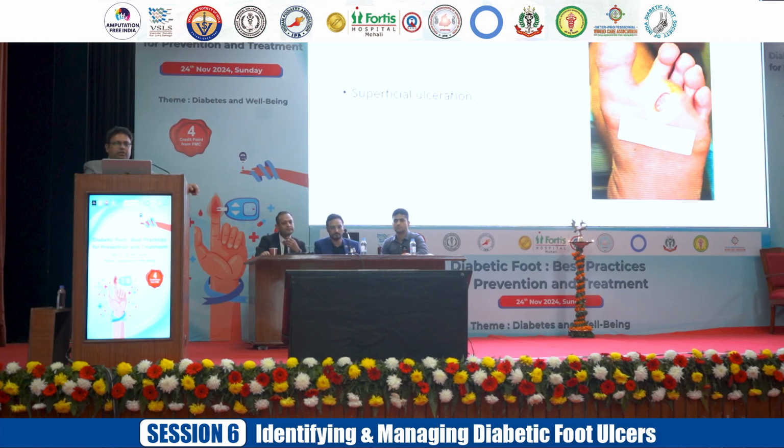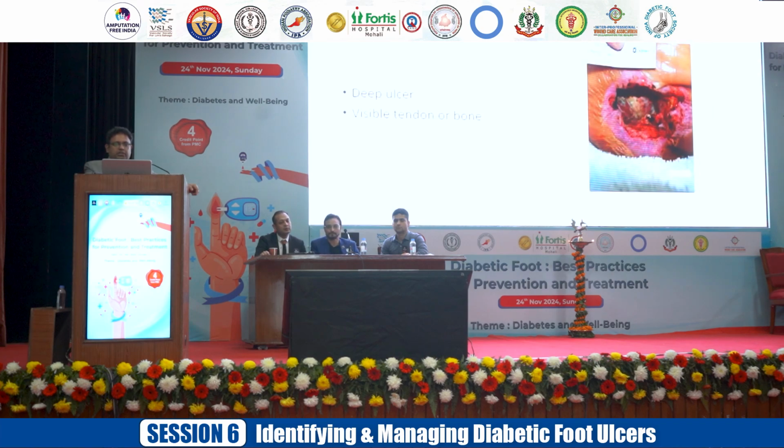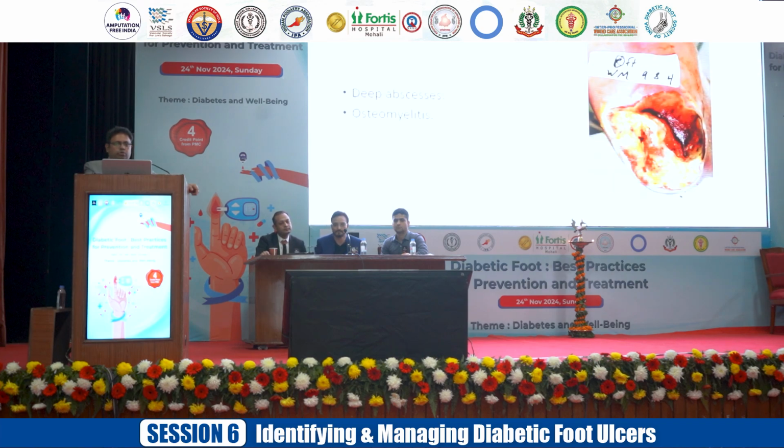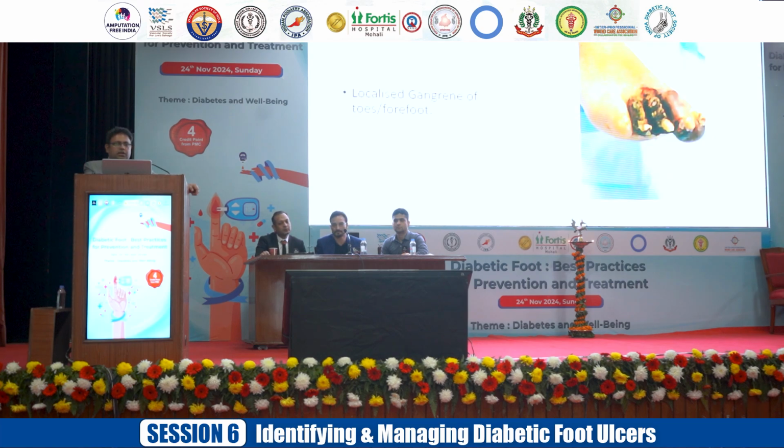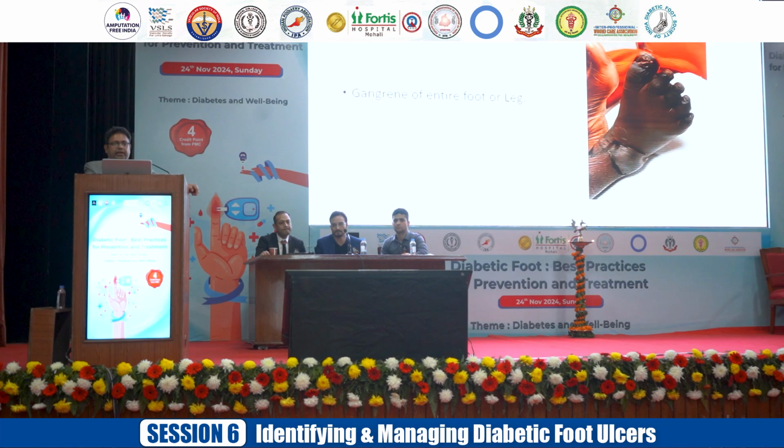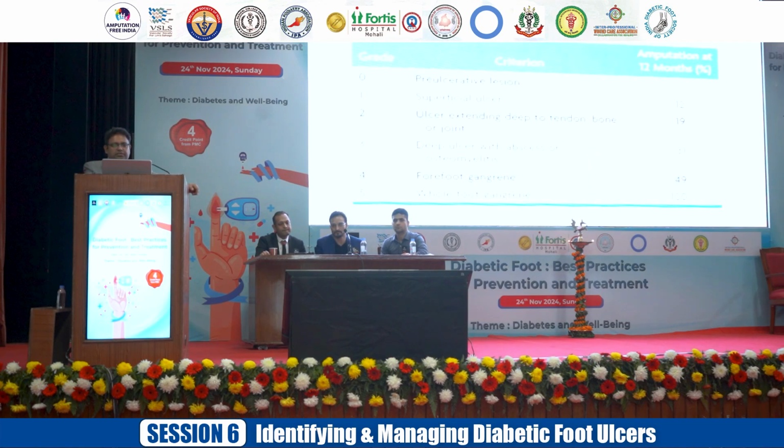Grade 1 is superficial ulceration, then deep ulcers with visible tendon or bone, then deep abscesses or osteomyelitis, then localized or forefoot gangrene, and then gangrene of the entire foot. This has been shown to have an association with amputation at 12 months. The higher the grade, the greater the chance of getting an amputation.